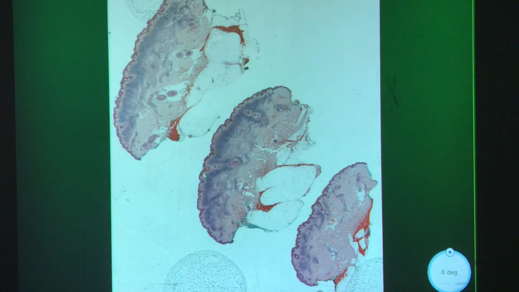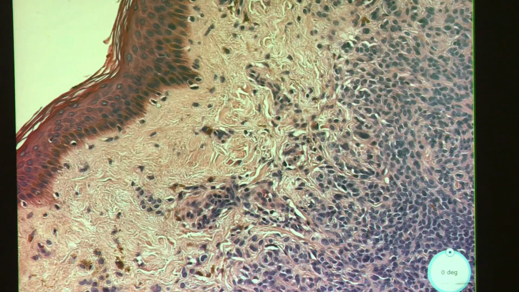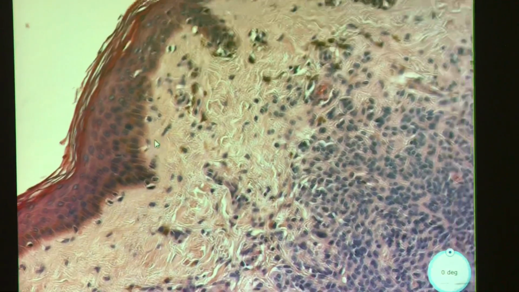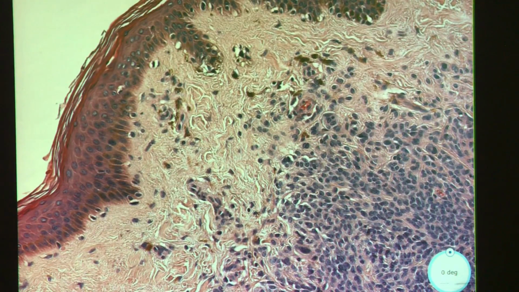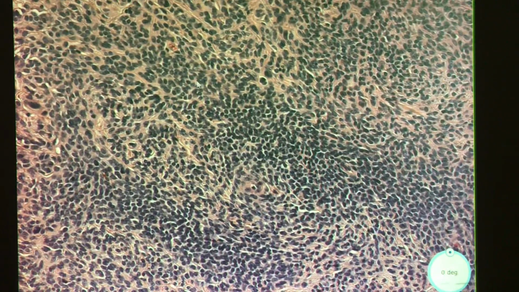Looking at our slide, we can see that there's something happening in the dermis, and it looks like it's leaving the epithelium alone. If we go in, we can see that yes, our epidermis is relatively benign. We do have a lot of pigmentation along our basal epidermal layer, and that's all right. But this is the lesion that we're seeing.